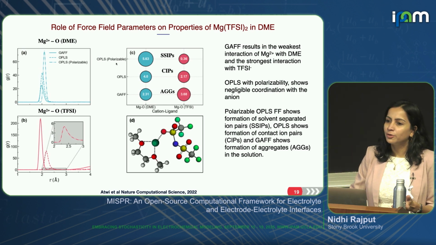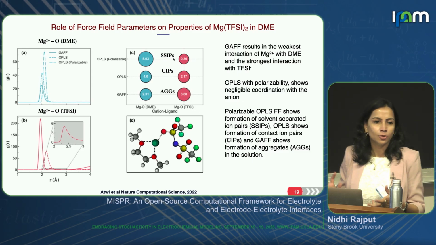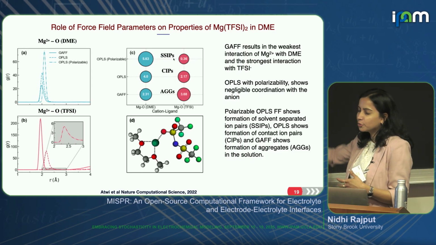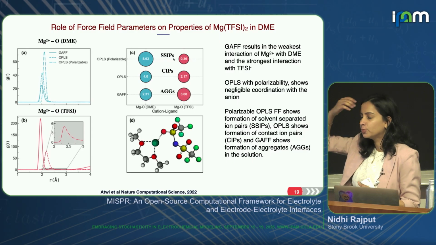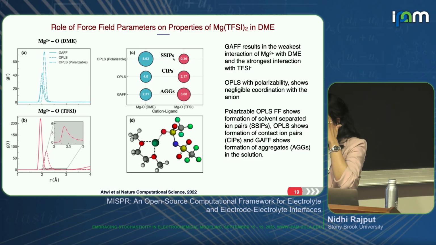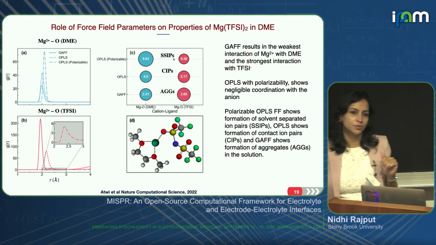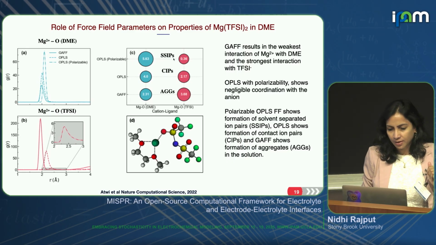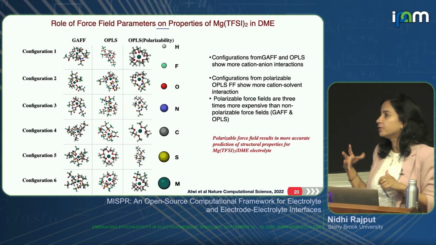If I use polarizable OPLS force field, it tells me I'm forming solvent-separated ion pairs. And that could be one of the reasons why experimentalists don't believe computational people sometimes, because right now, depending on whatever force field I choose, I can predict any type of solvation structure. So we further dug deep into this.